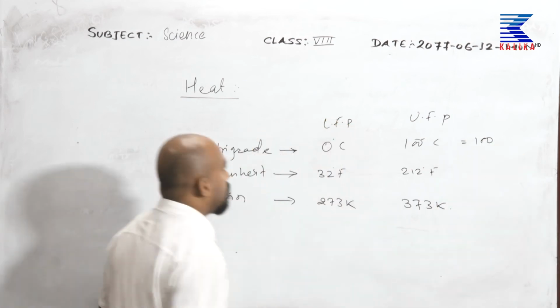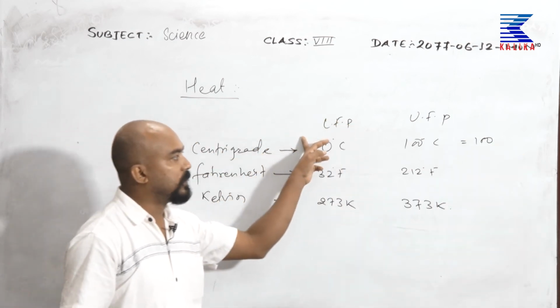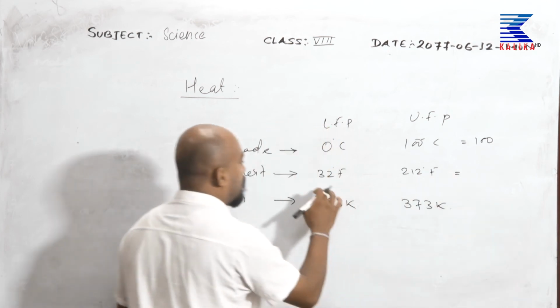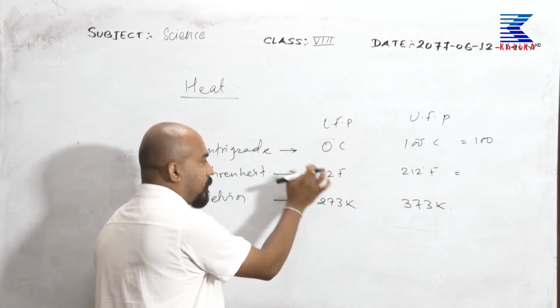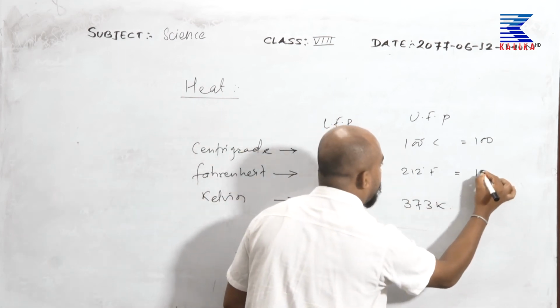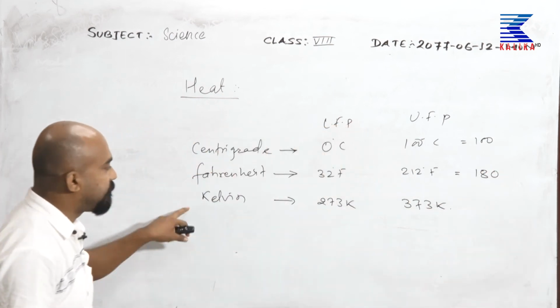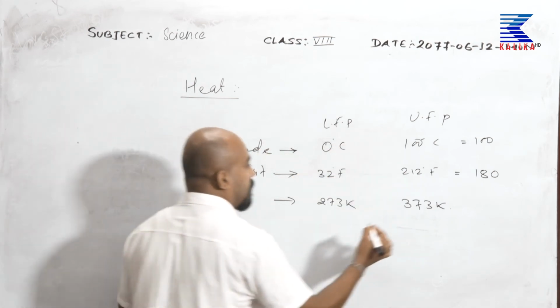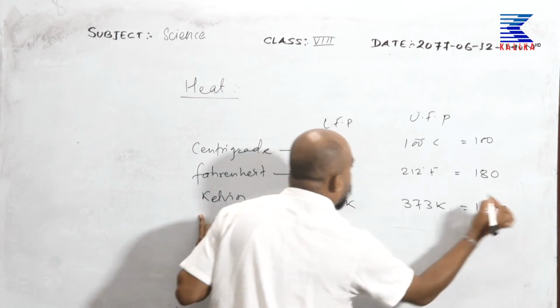say 100. The differences between lower fixed point and upper fixed point is 100. Similarly, in the Fahrenheit scale, the difference between lower fixed point and upper fixed point is 180, and the difference between lower fixed point and upper fixed point in terms of Kelvin is 100.